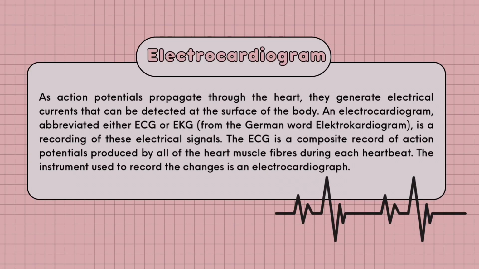As action potentials propagate through the heart, they generate electrical currents that can be detected at the surface of the body. This composite record of action potentials produced by all of the heart muscle fibers during each heartbeat is called an electrocardiogram, also known as ECG or EKG. And the instrument used to record is an electrocardiograph.